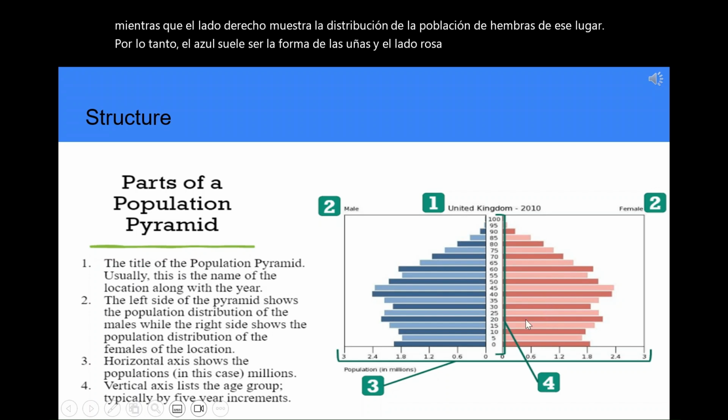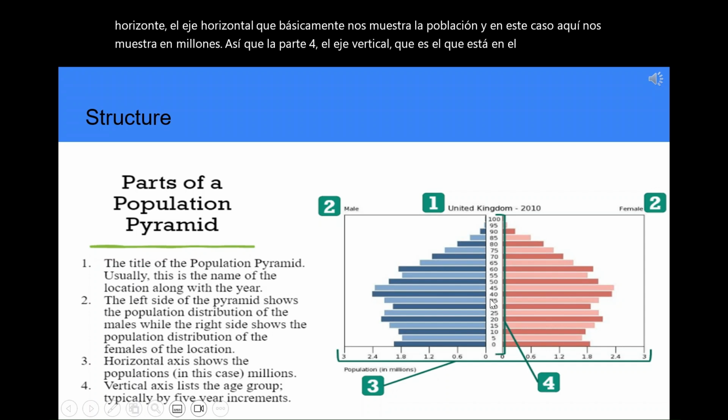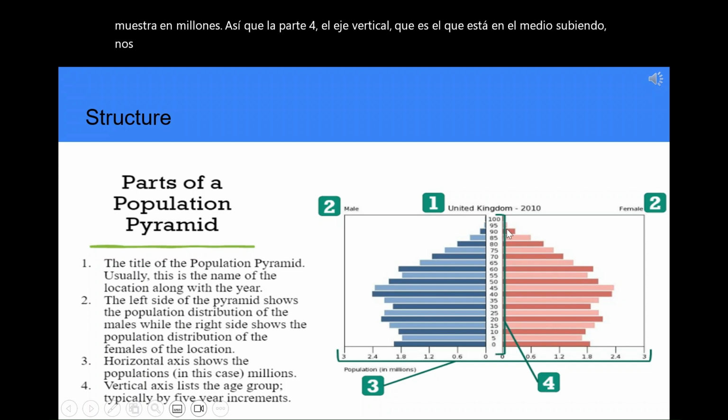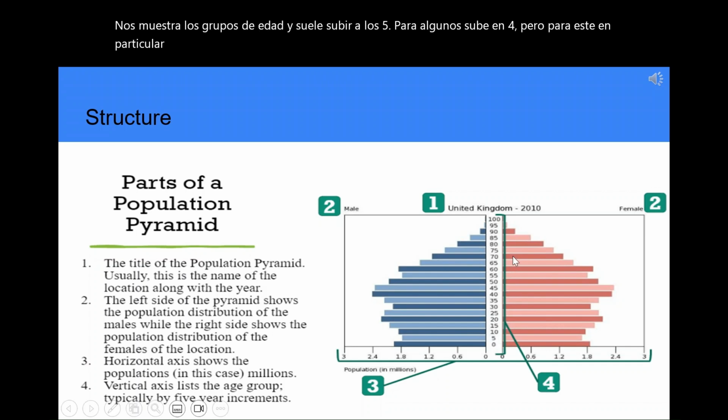Part three is the horizontal axis, which basically shows us the population, and in this case it shows us in millions. Part four, the vertical axis, that's the one in the middle going up, shows us the age groups, and it usually goes up by 5. For some it goes up by 4, but for this particular one it goes up by 5.